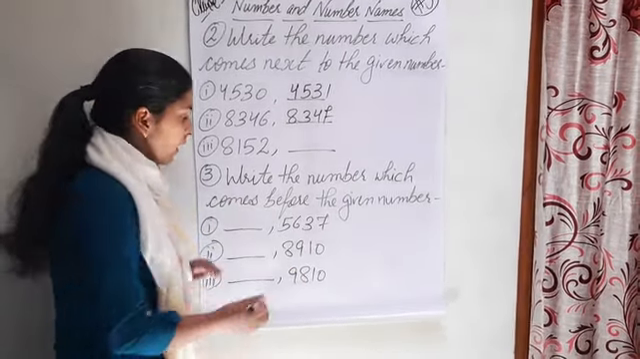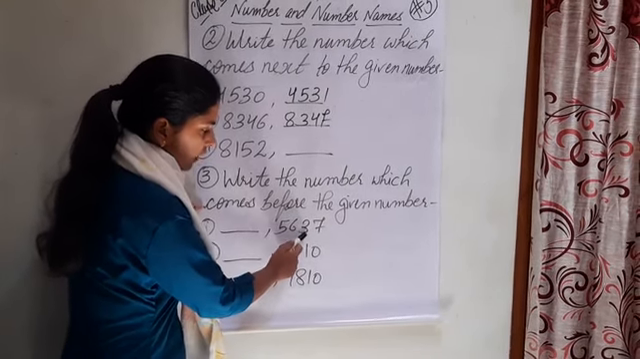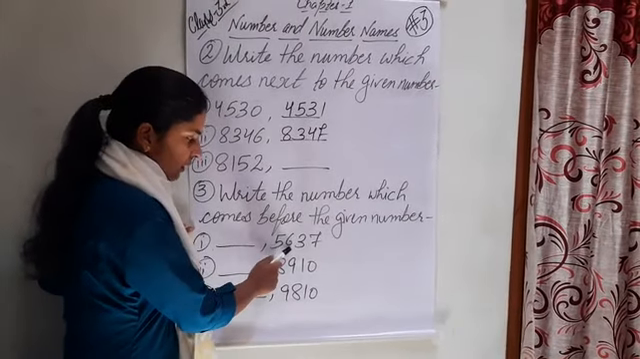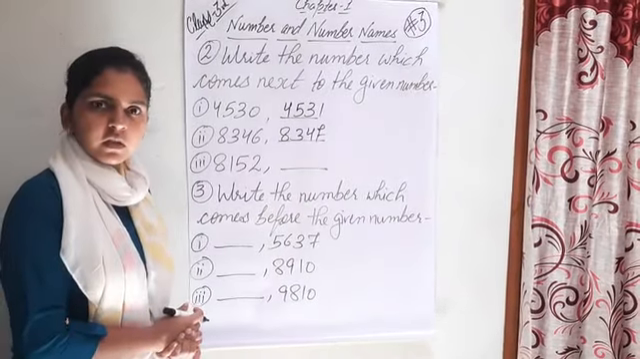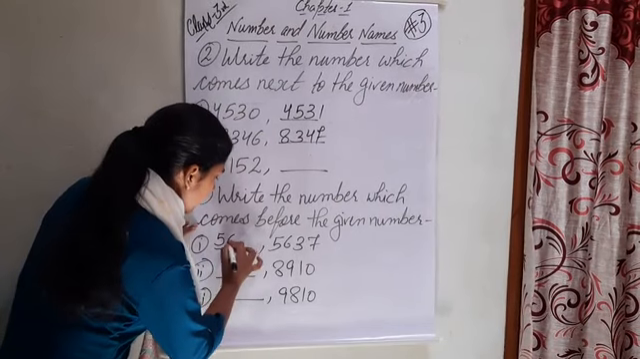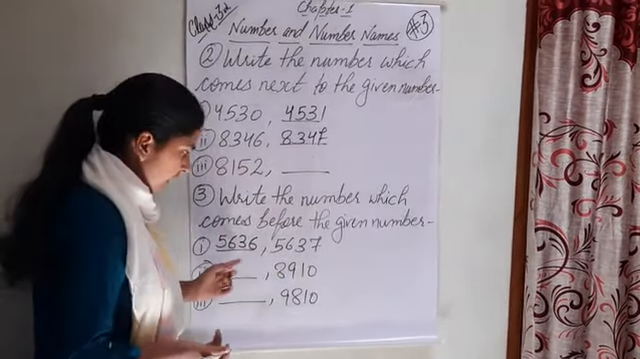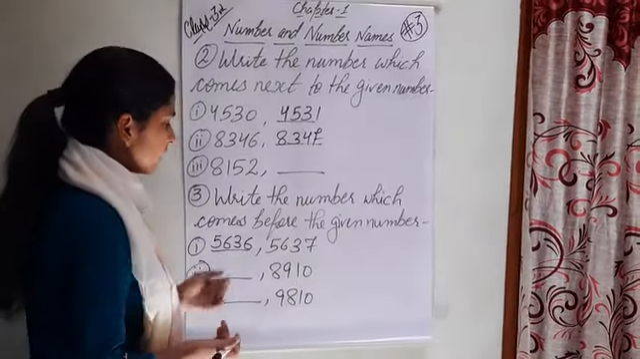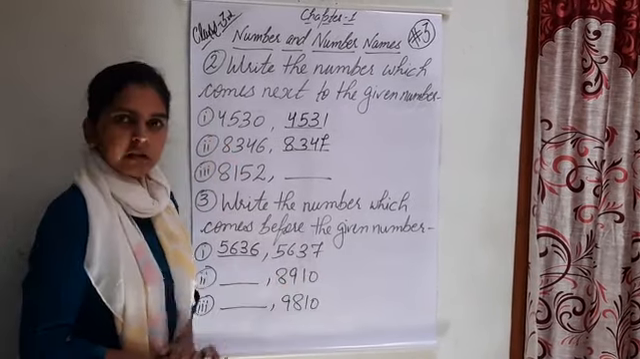So, to find predecessor or the number before the given number, we will find the answer by subtracting 1 from the given number, right? So, in this question, the number is 5637. So which number will come before this number? The number will be 5636. Let us see the next one. 8910.